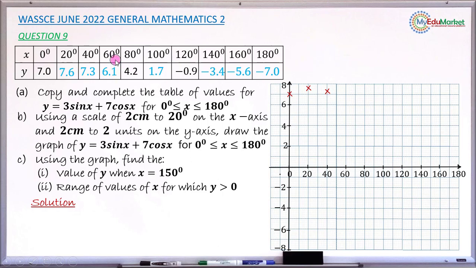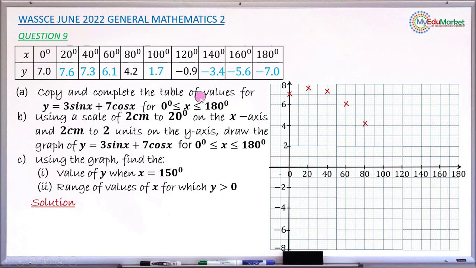Next is x60, y 6.1. 6.1 will just be in the middle between the first, just half of a small division. This is 6. So 6.1 is just a little above this 6. So when x is 80, y is 4.2. This is 4. So 4.2 is just one small division on top of this 4.